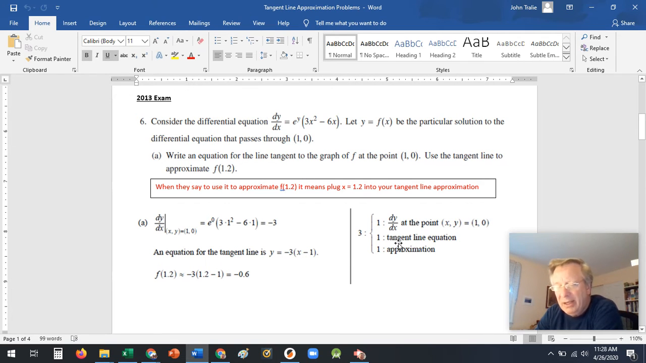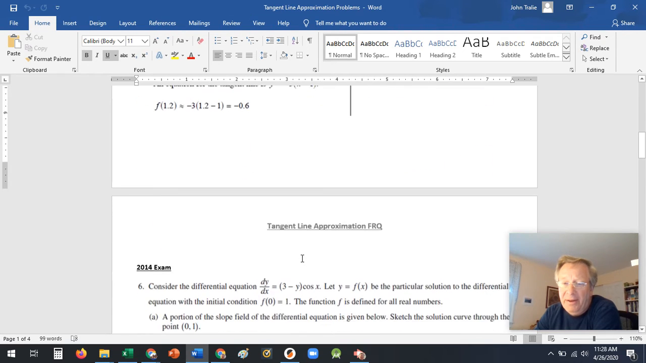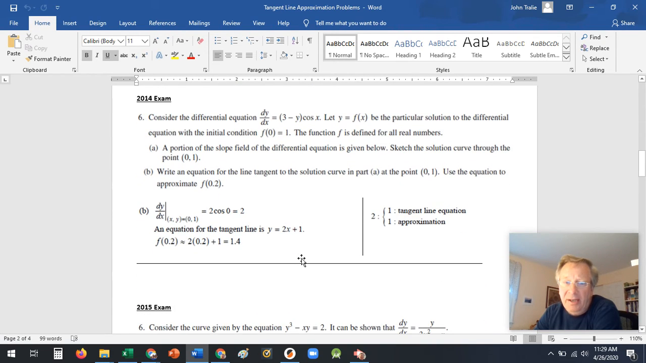2 points, typical. But then, guys, they ask you to use that tangent line approximation to approximate that. All that means is plug 1.2 in for x into your approximation. It's pretty simple. It's worth a point. So, guys, you'll see, you can scroll through these, write the equation for a tangent line, use it to approximate that, very similar to the one before. There's a mix of x and y's here. This actually is one I went through in Monday's class.